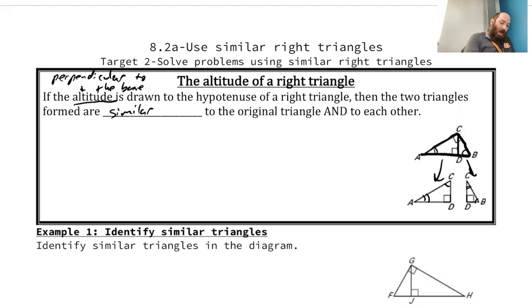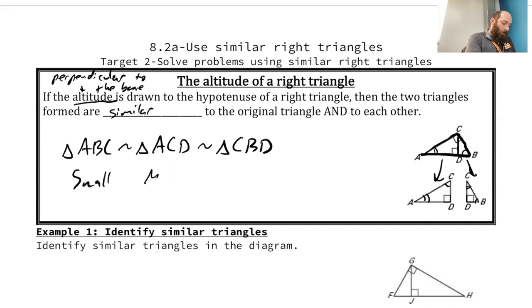So what we have is, let's go with the big triangle first. Triangle ABC is similar to triangle ACD, that's the medium, and is also similar to triangle CBD. Small, medium, and then large. So we get 3 sets of similar triangles.